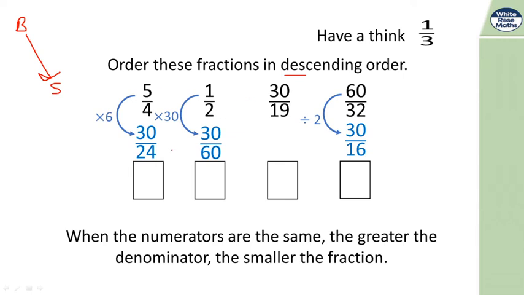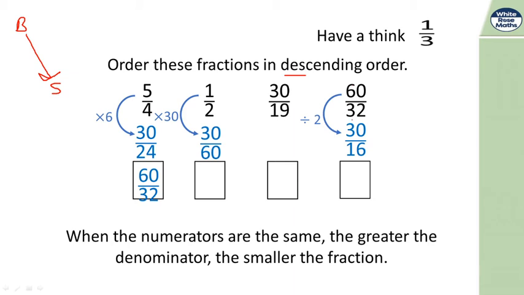So how do you get these compared? Let's just remind ourselves of the rule. When the numerators are the same, 30, 30, 30, 30, the greater the denominator, the smaller the fraction. So which one's got the greatest denominator? That one's got the smallest, so we need to look for the biggest denominator. It's going to be this one here, 30/16, which is worth the original one.